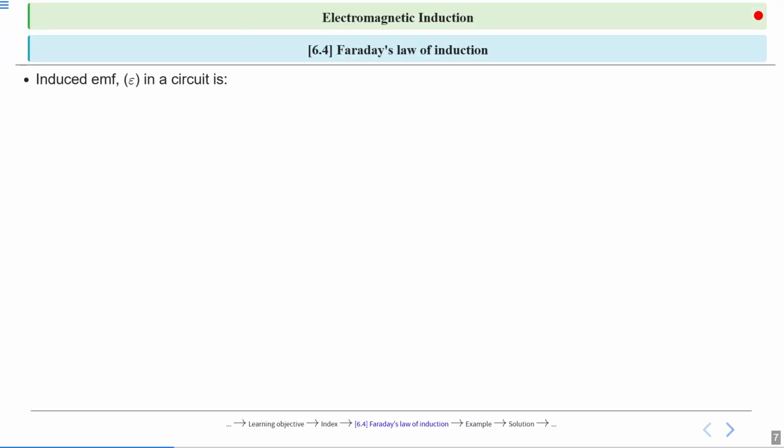Now the induced EMF in the circuit, for one turn, is given by epsilon equal to minus d phi B upon dt. Phi B means magnetic flux, so B denotes here that it is magnetic flux, not electric flux. The magnetic flux for a single turn coil is phi B equal to B vector dot A vector, equal to BA cos theta.